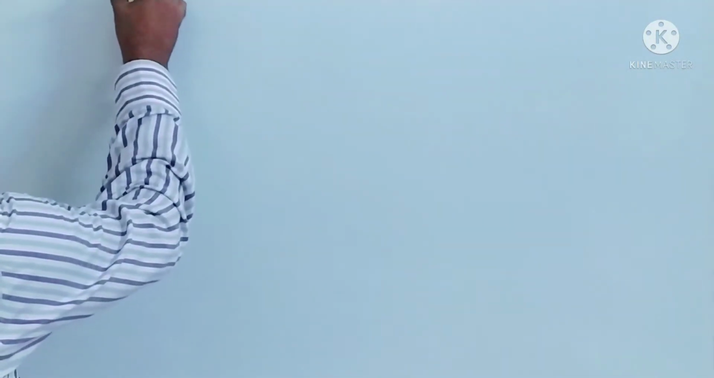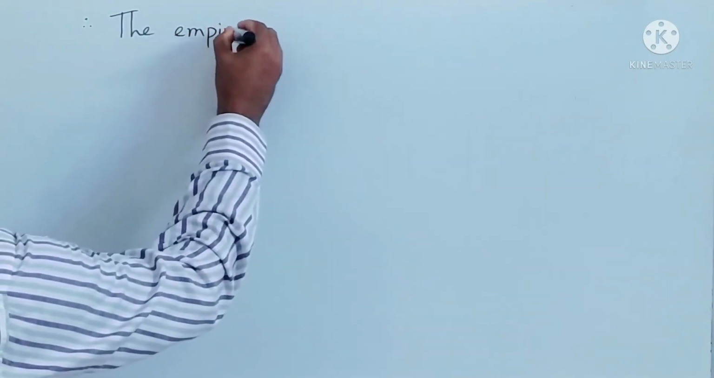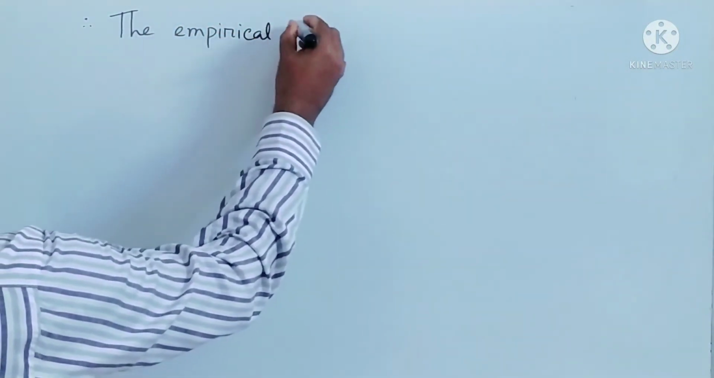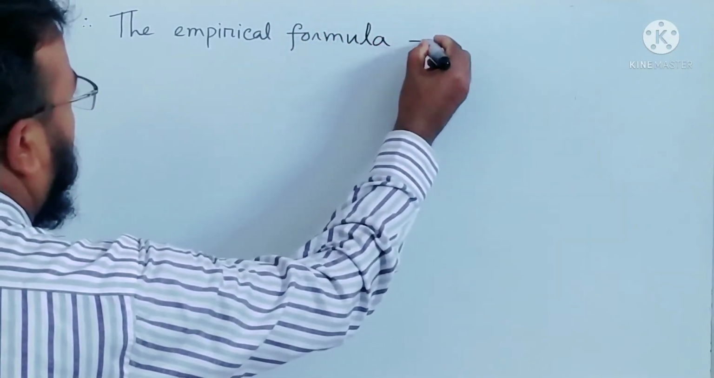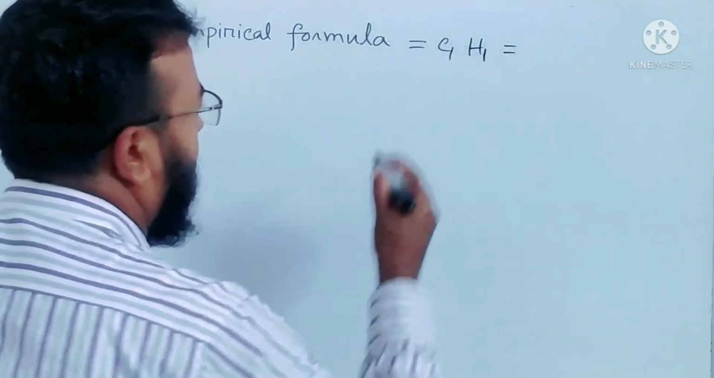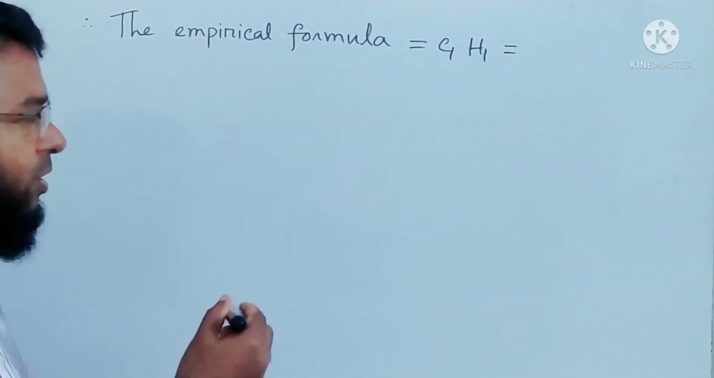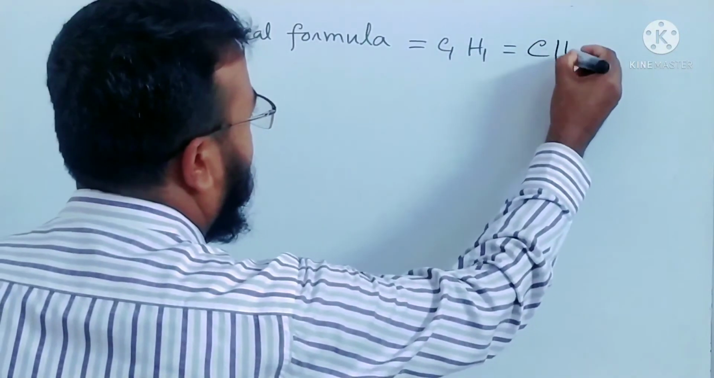Okay, now therefore the empirical formula equals C1H1, because we have got the ratio of the number of atoms. Carbon was 1, hydrogen also 1, so it will be CH.